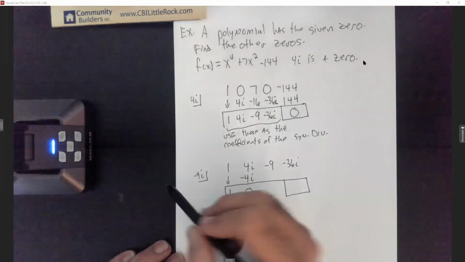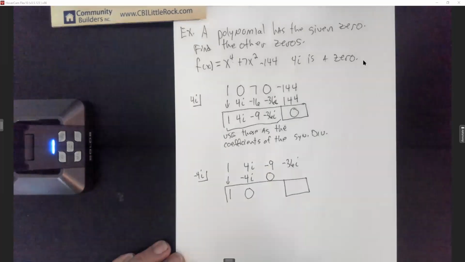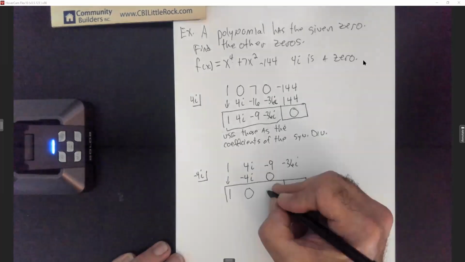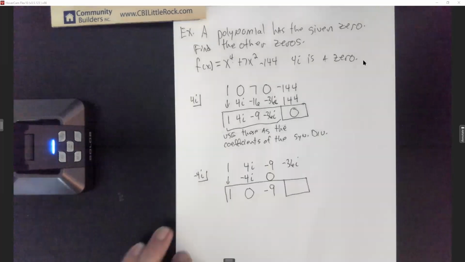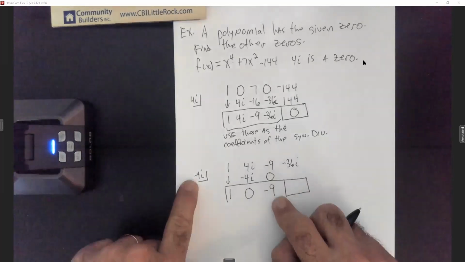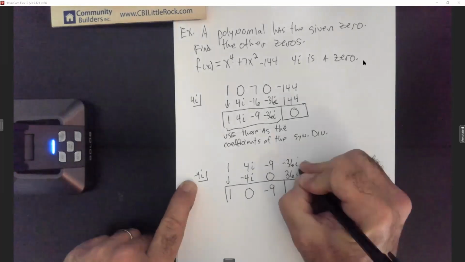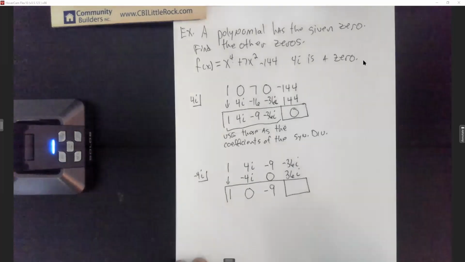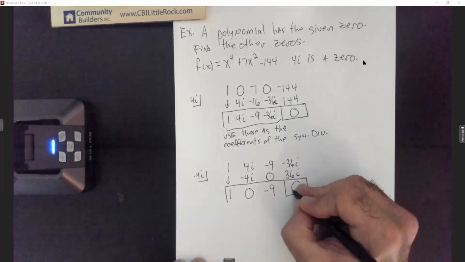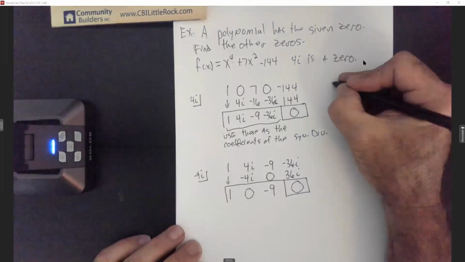0 times negative 4i is a 0. So now you've got negative 9 plus 0, which is negative 9. And guess what that negative 9 times negative 4i will give me? It's going to give me a positive 36i, which now gives us a remainder of 0. So the first of the missing zeros is negative 4i.